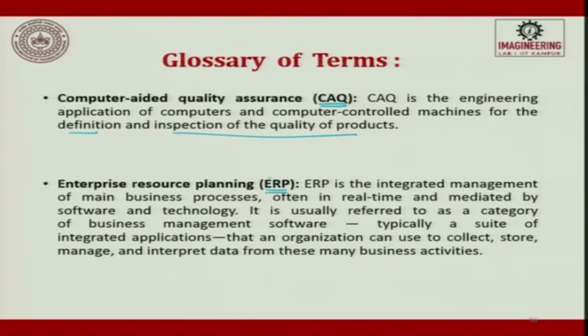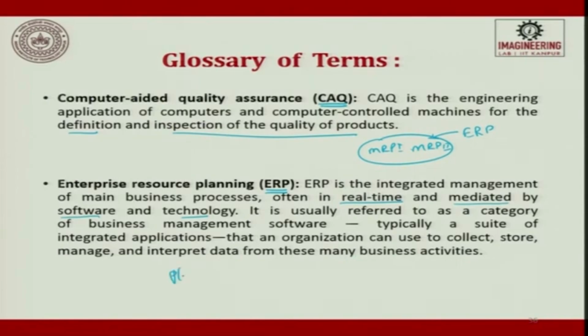ERP is a set, and in which you have MRP 2, then you have MRP 1, all these things are there. So, ERP is a superset. ERP is nothing but enterprise resource planning, an integrated management of main business processes, often in real time and mediated by software and technology. It is usually referred to as a category of business management software, typically a suite of integrated applications that an organization can use to collect, store, manage, interpret data from these many business activities.